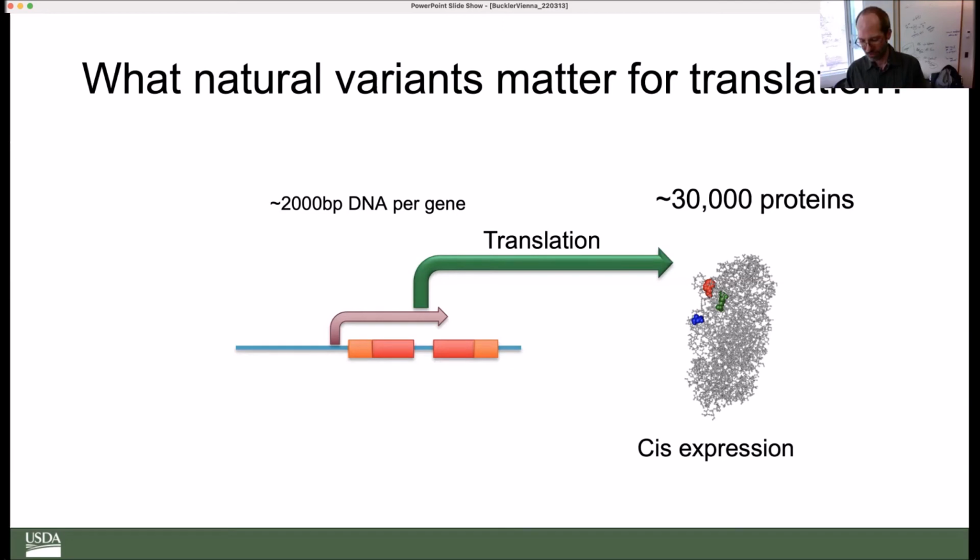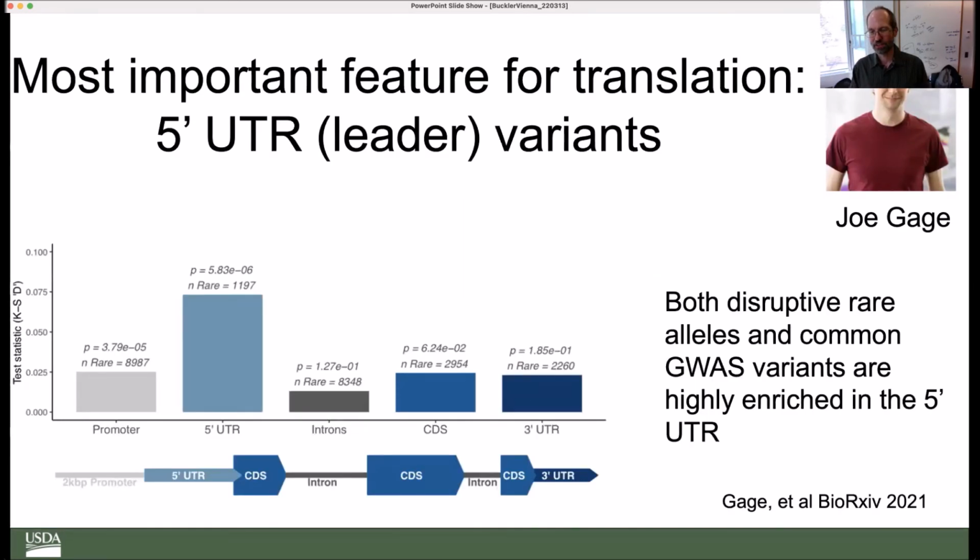So the last area I want to get into on the translation side is essentially what are the real key variants for translation. And this is an area that Joe Gage has looked into. This paper will show up in PNAS very soon, but he was looking at protein levels, RNA levels and DNA variants. And he asked where the variation was coming from, for both rare alleles and common GWAS variants. For both those sets, they were highly enriched in the 5' UTR. So it wasn't codon bias or other types of things going on in UTRs. It really was the 5' UTR that was most important.